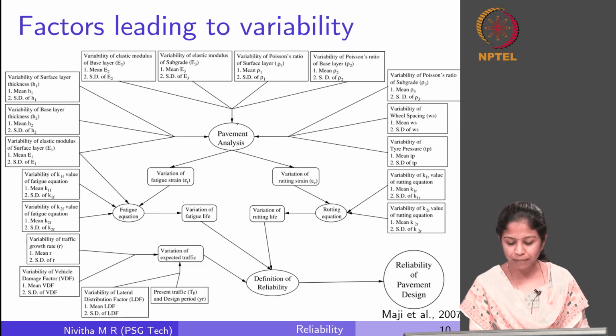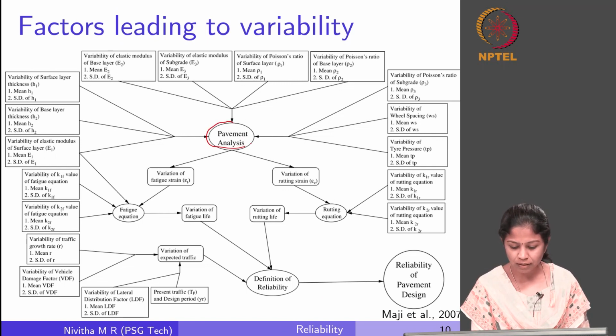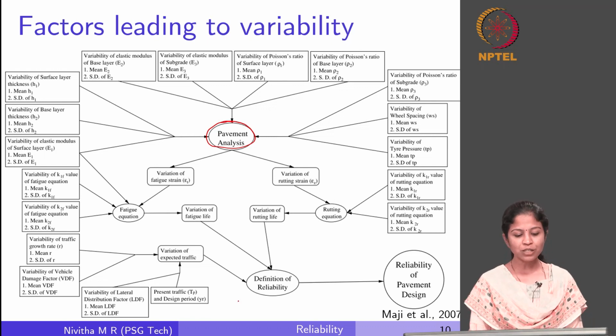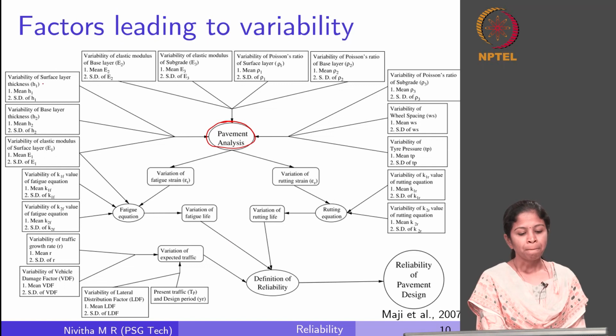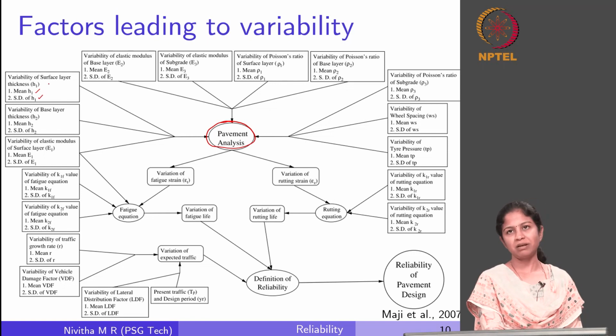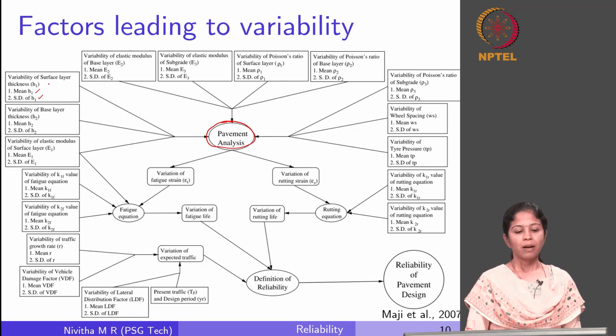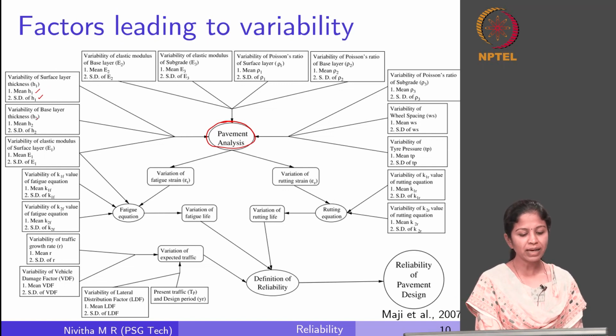So, if you look at pavement analysis, this is our crux, right. It is going to depend on a number of parameters. So, what does it depend on? It is the variability of the surface layer. I have a mean value and I have a standard deviation if I collect a number of points at which I can measure H1. Similarly, I have the variability of the base layer, which I call H2. I am going to quantify that using a mean value and a standard deviation value.